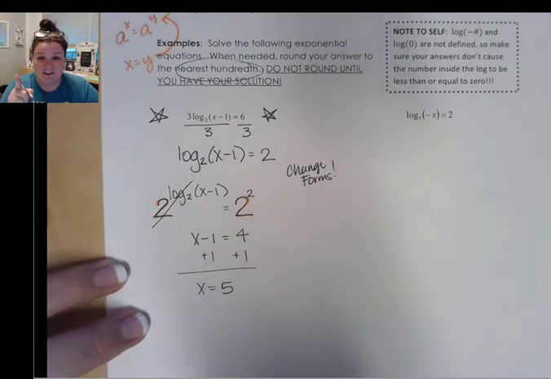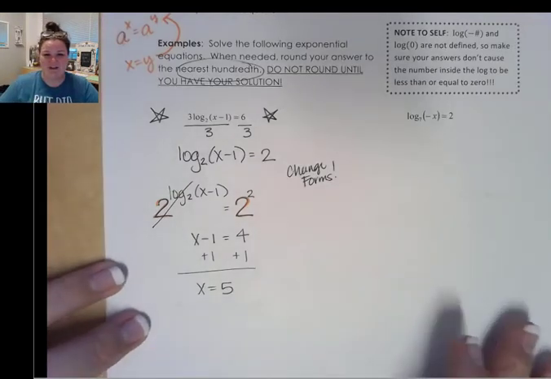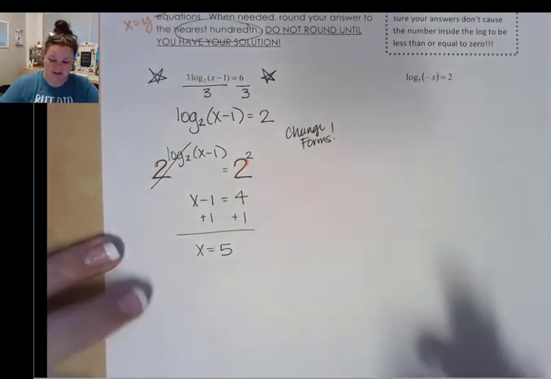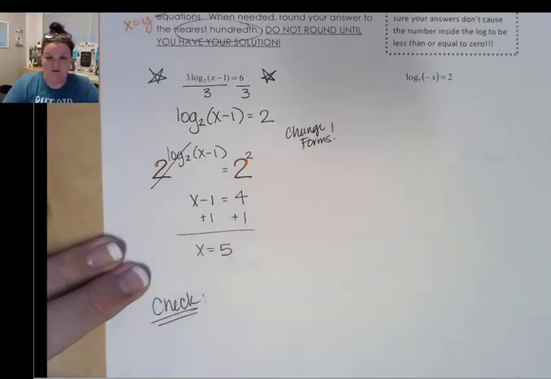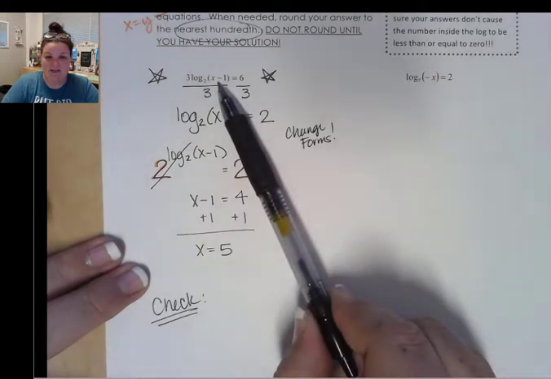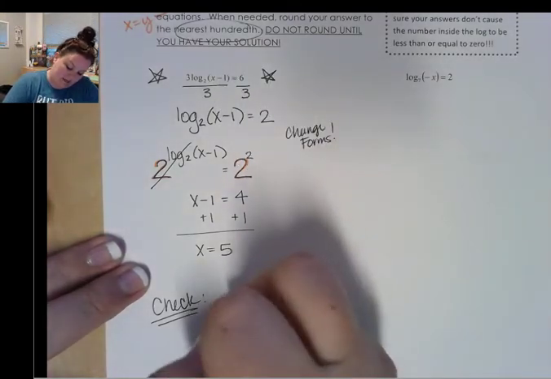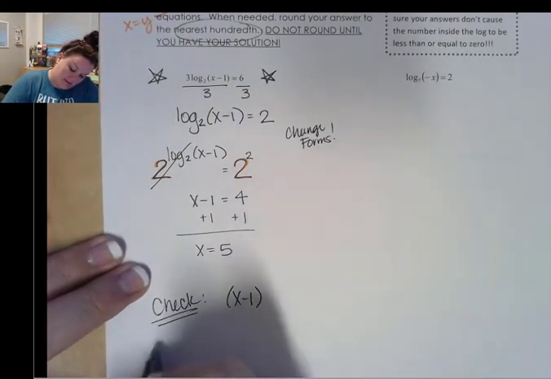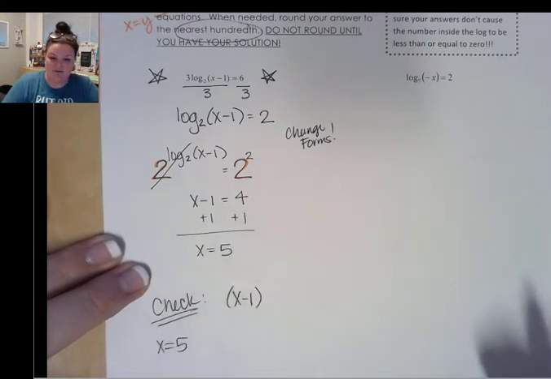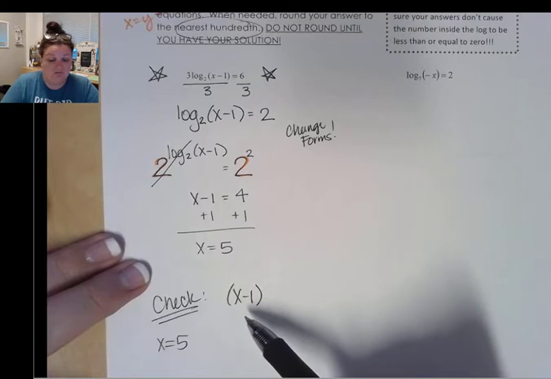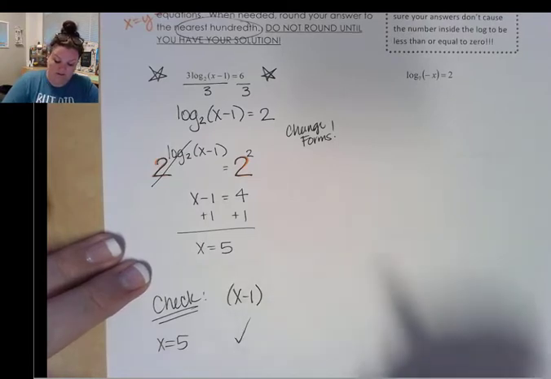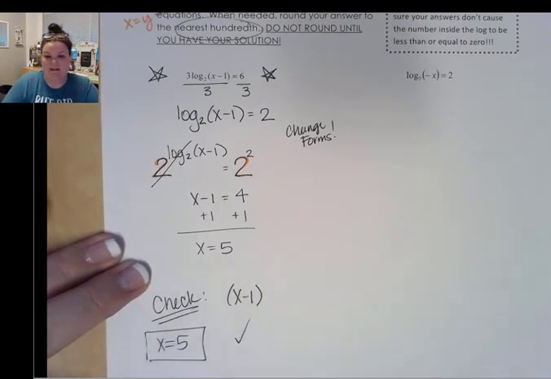I'm not going to circle it because this is a log problem, right? So we do have to check our answer. I look for the inside value of my logs, which the only inside value I have here is this quantity x minus 1. And if I check x equals 5, if I plug 5 in here, 5 minus 1 is 4, not 0, not negative, so that works. So this is my answer.